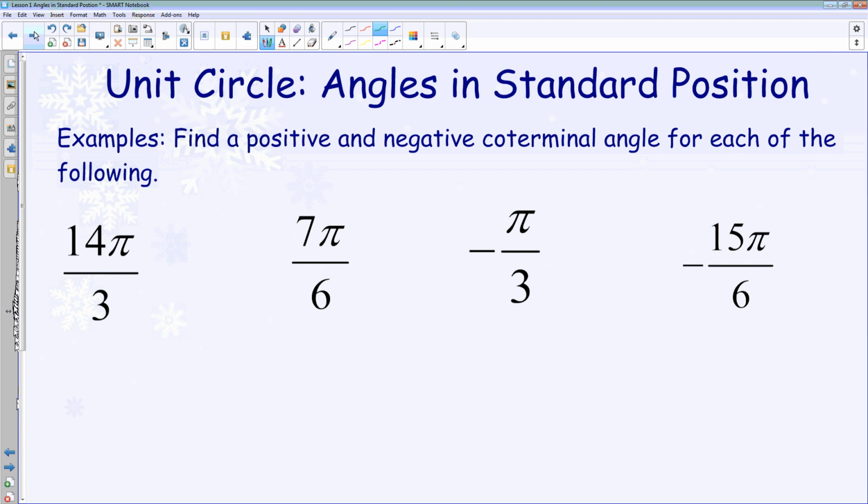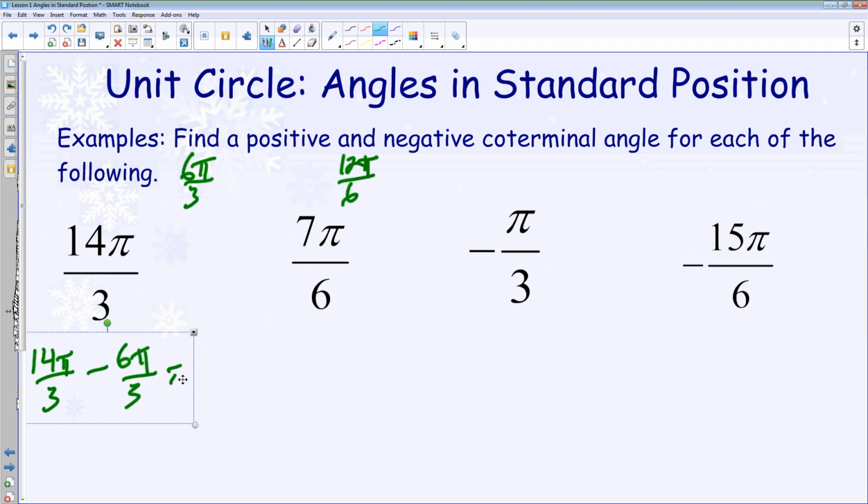All right, and now let's get those positive and negative coterminals. So again, we're adding 2 pi, but we're dealing with over 3 or over 6. So when you're dealing with over 3, you want to add 6 pi over 3 because that's the same as 2 pi. When you're dealing with over 6, you want to add 12 pi over 6 because that's the same thing as 2 pi. So with 14 pi over 3, that's already pretty positive. You could automatically subtract if you wanted to.